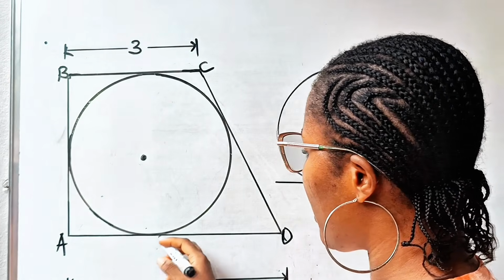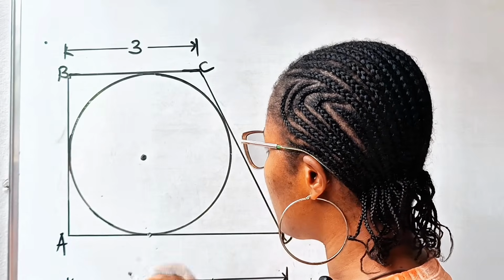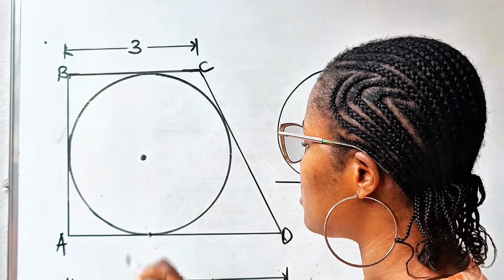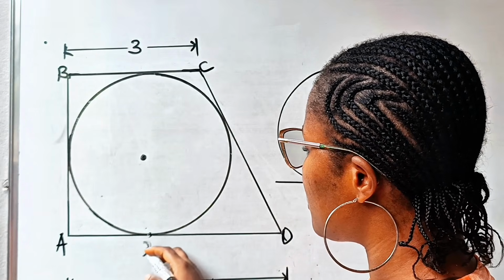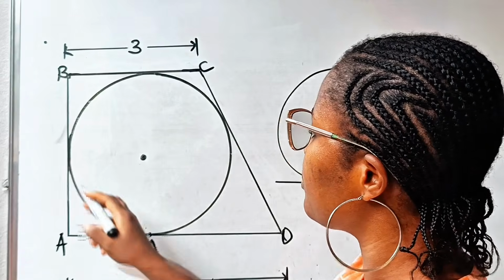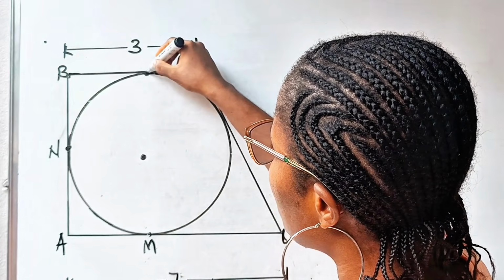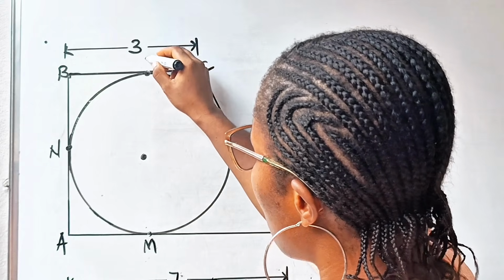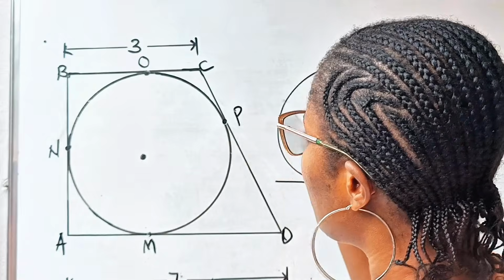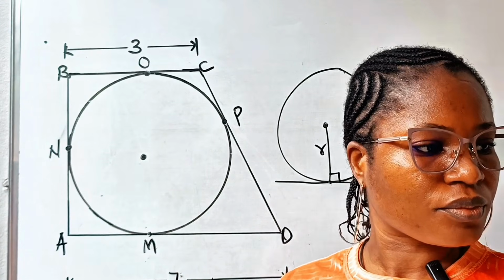So you can see that we have some points here. This is a point of tangent, AD is a tangent, and its point of contact is this place. So let's call this M. Now this is another point of contact, let's call it N. This is another point of contact, let's call it O. And this is another point of contact, let's call it P. So you're going to join all these points to the center of this circle.